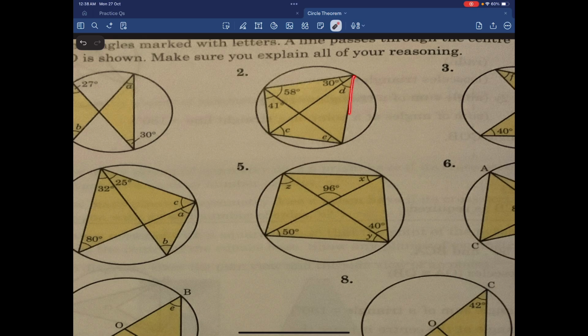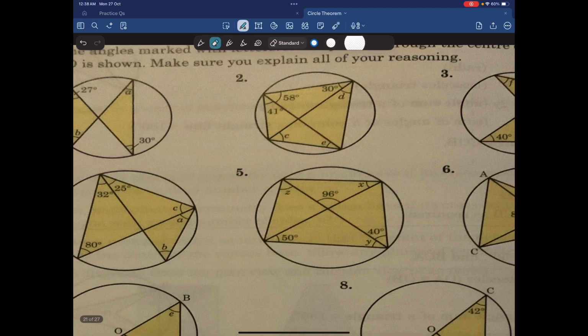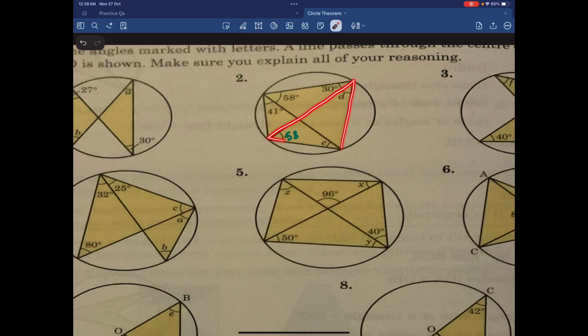Let's have a look at this chord first. This is 58, so this is also going to be 58. So C is going to be 58. Why? Because angles made in the same segment are equal. So this is 58, this will be 58.